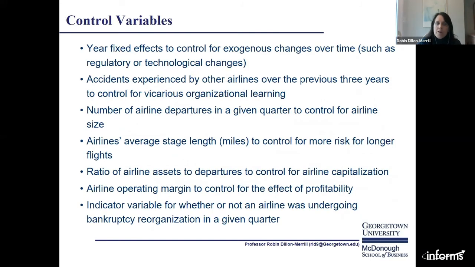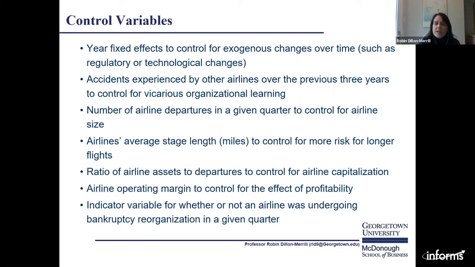We had many control variables, year fixed effects to control for exogenous changes over time in the airline industry, either from regulatory or technological changes. We had accidents experienced by other airlines over the previous 3 years to control for vicarious learning across the airline industry. We had number of airline departures in a given quarter to control for airline size, things that have more departures, more chances for something to go wrong. We also included a control variable for airlines' average stage length in miles to control for more risk from longer flights. The longer a flight, more potential for something to go wrong.